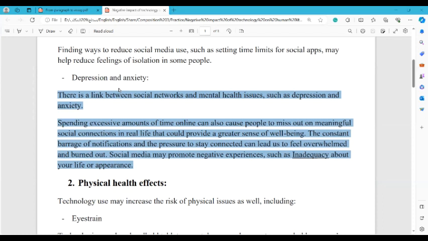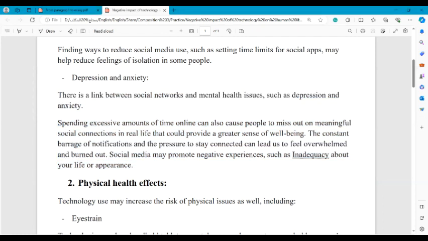So concerning depression and anxiety, there's a link between social networks and mental health issues, such as depression and anxiety. Please pay attention to this pronunciation. So spending excessive amounts of time, meaning exaggerated periods of time online, can also cause people to miss out on meaningful social connections in real life that could provide a greater sense of well-being. Well-being means when you feel good, when you feel happy.